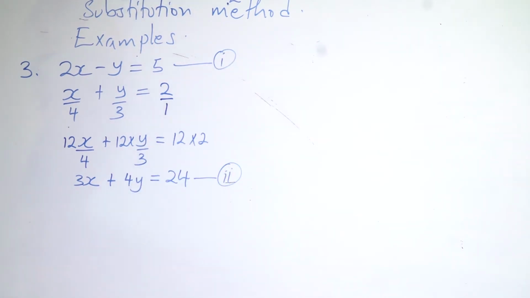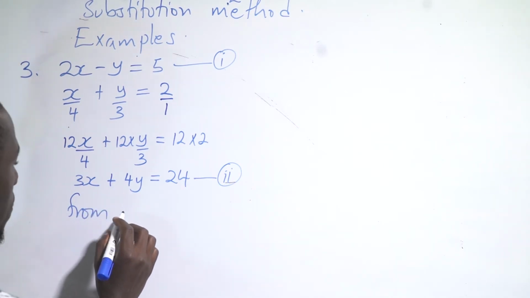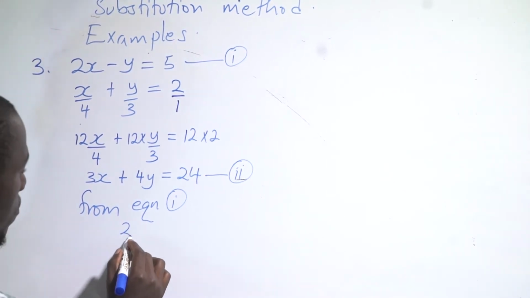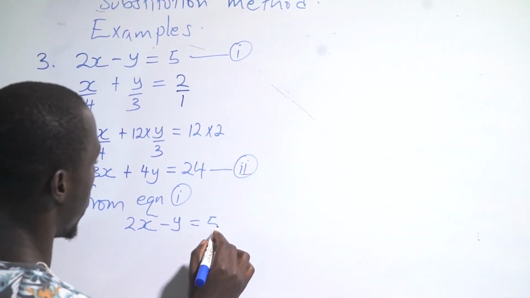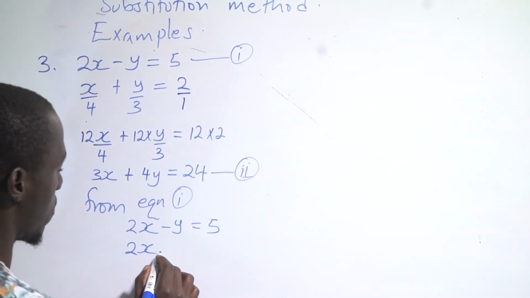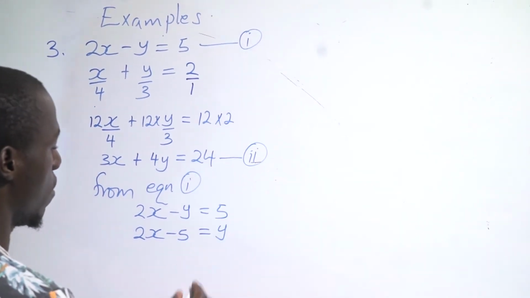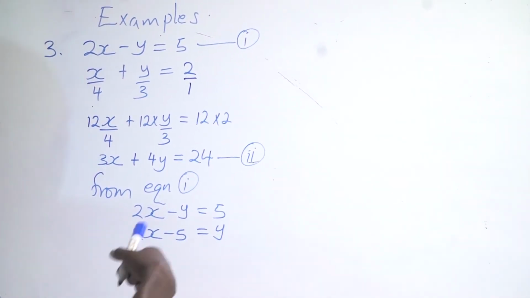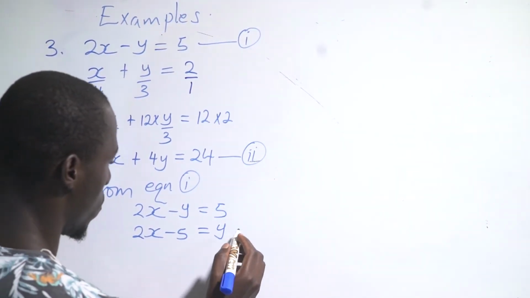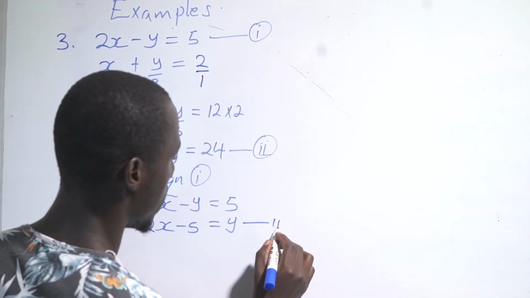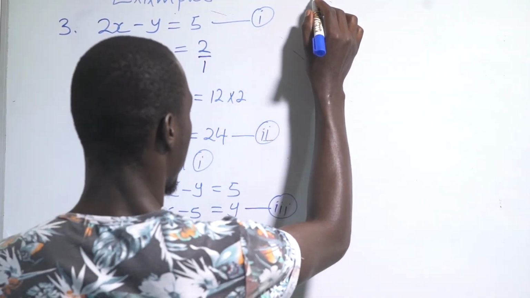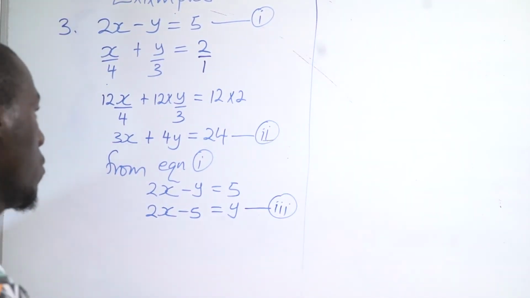So from my equation 2, I can get equation 3. This is 2x minus y is equivalent to 5. When I take y the other side, then I bring 5 this side. So that is 2x minus 5 is equivalent to y. Remember, when an item crosses the equal sign, the sign changes, right? So this one is my third equation. Then now I'm going to substitute that equation into equation 1.